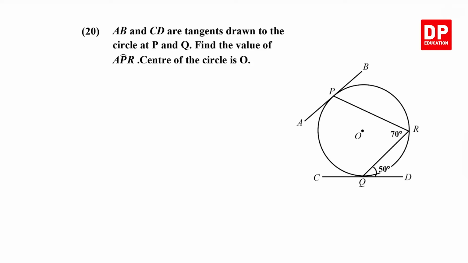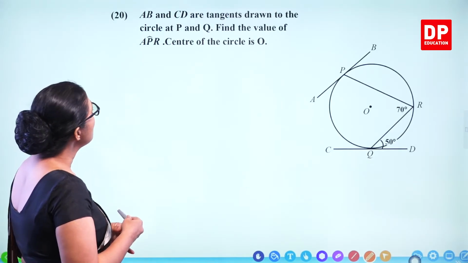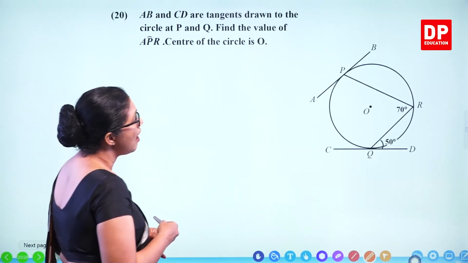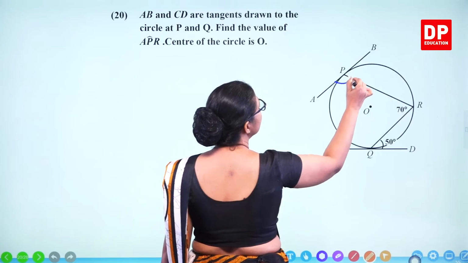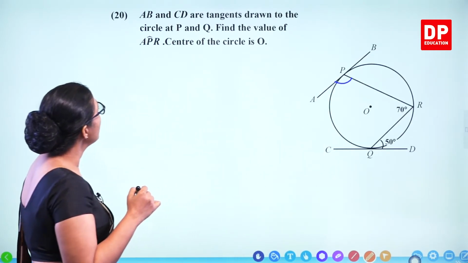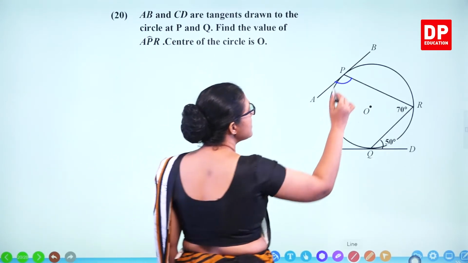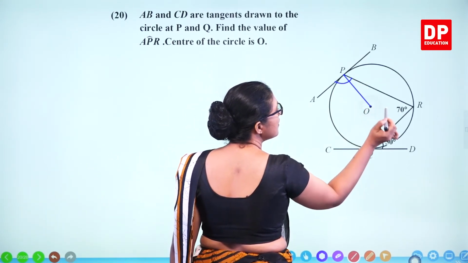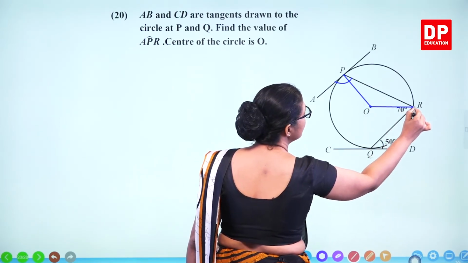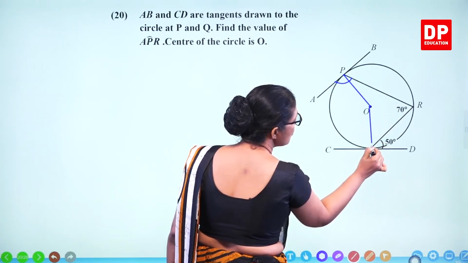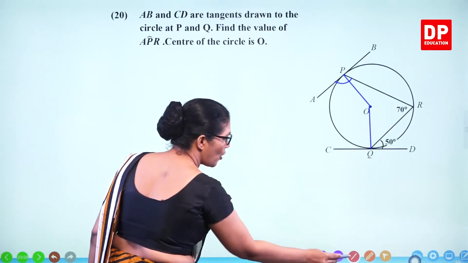Question number 20. AB and CD are tangents drawn to the circle at P and Q. Find the value of APR. This angle you need to find. The center of the circle is O. So we'll connect to the center and see. This is the center. So we'll connect this also to the center and this point.